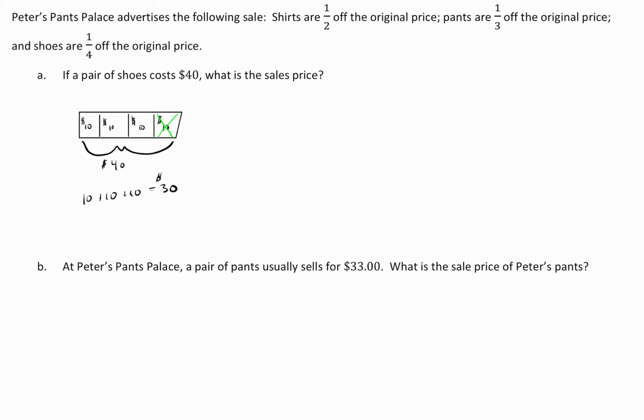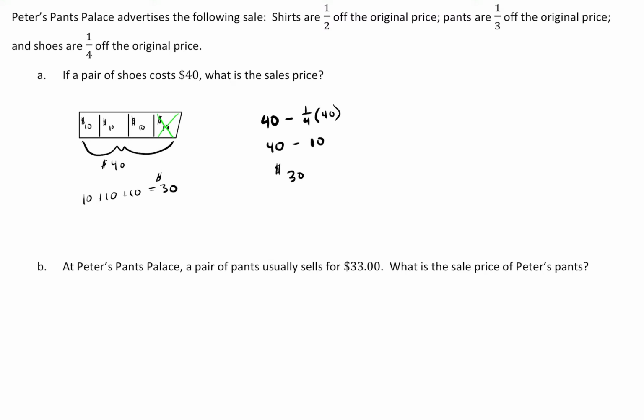We have a second method, which is to take the $40 that we were looking at and take away what the sale is taking off. So a quarter is 1/4 of the original price. The original price was 40, so we're taking 40 and subtracting away a quarter of 40. Well, a quarter of 40, we already know, is 10. So 40 minus 10 equals the same $30 that we found from the tape diagram.